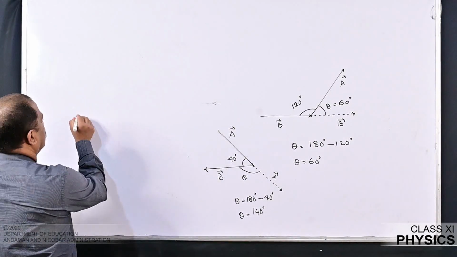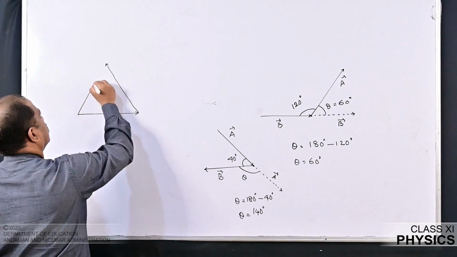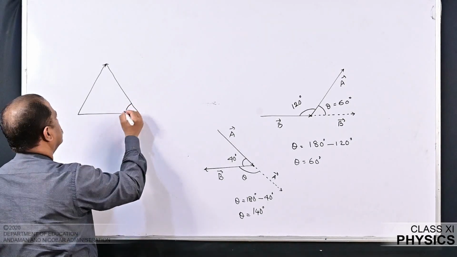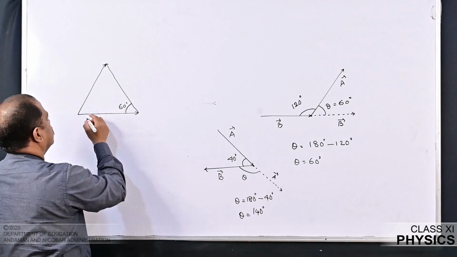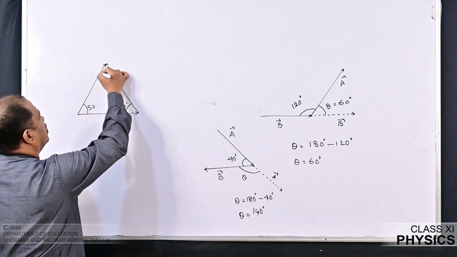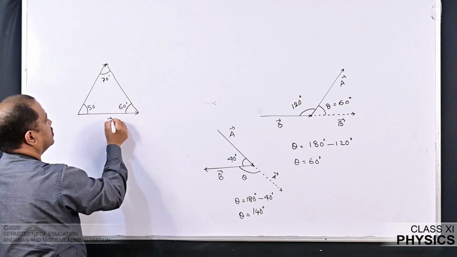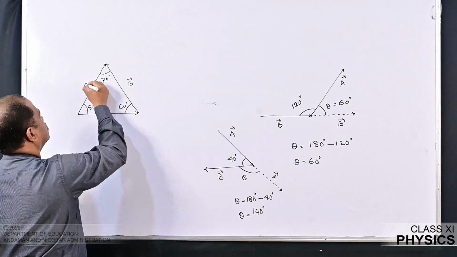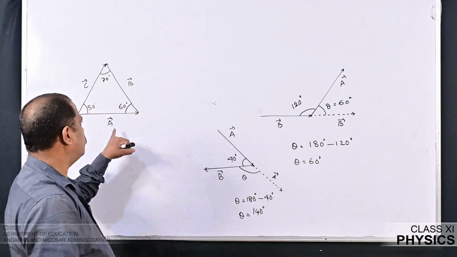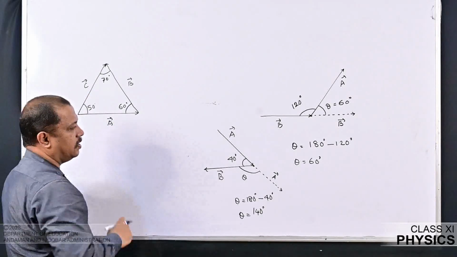Say I have a vector like this, I have a vector like this, and I have a vector like this. Say this constitutes 60 degrees, this constitutes 50. So 60 plus 50, 110, let us say that this constitutes 70 degrees. And shall I say this as vector A, this as vector B, and this as vector C. I have to calculate the angle between vectors A and B, between B and C, and A.